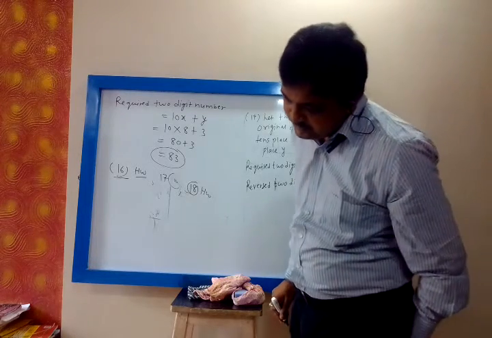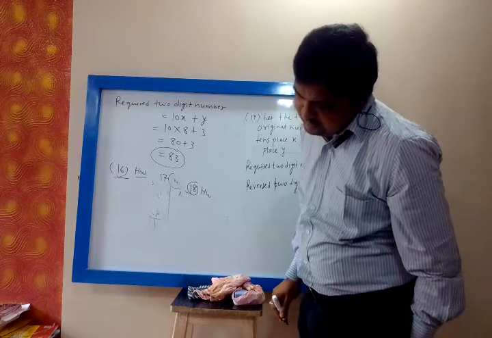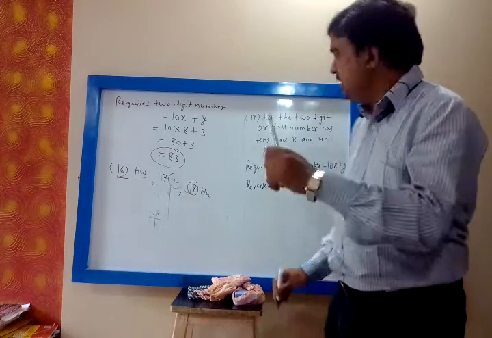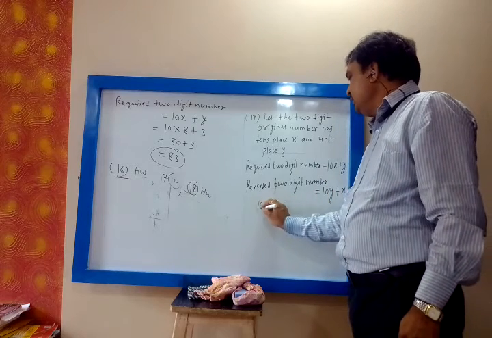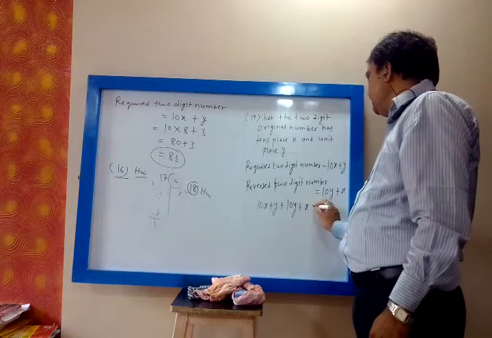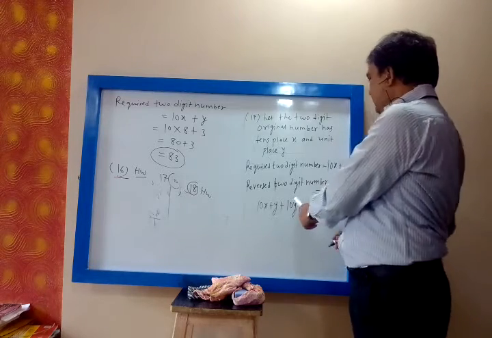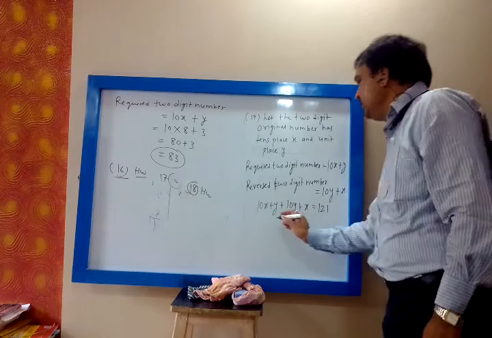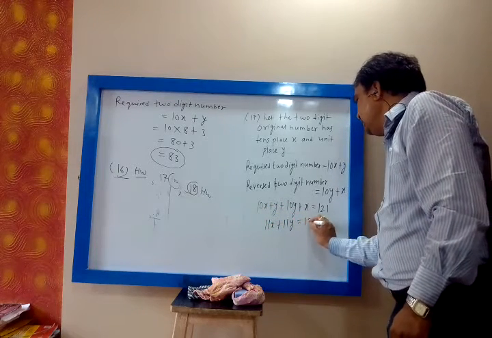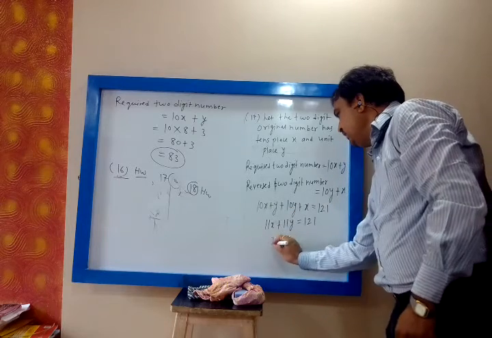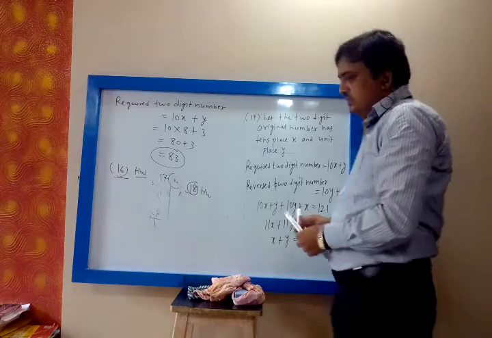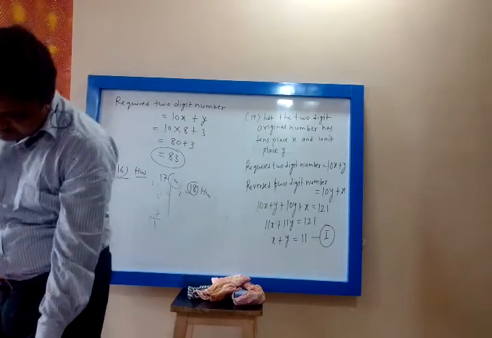Now it is given the sum of these two is 121. Means this number plus this number, 10x plus y plus 10y plus x is equal to 121. Original number plus reverse number is 121. So 11x plus 11y is equal to 121. You can divide throughout by 11. You will get x plus y is equal to 11. This is my equation number 1.